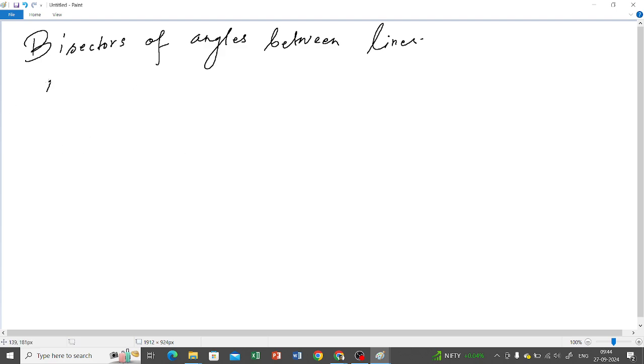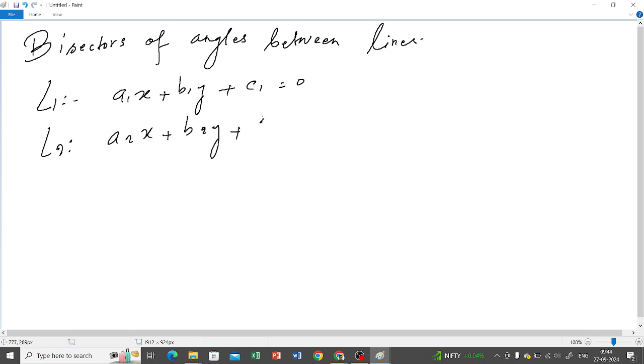So let us take two lines. One is a1x plus b1y plus c1 equals to 0, and the other is a2x plus b2y plus c2 equals to 0. Okay, then how is the angle bisector? What is the equation of the angle bisector?